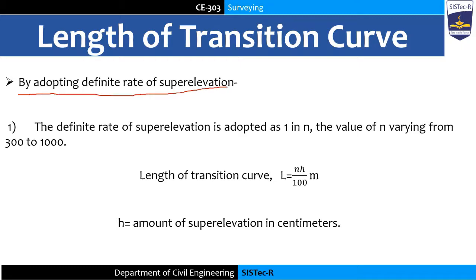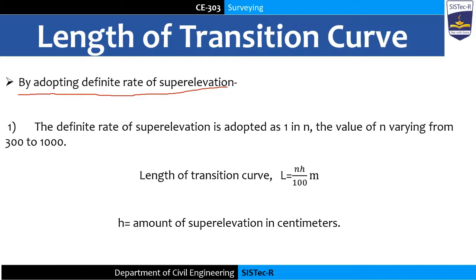Suppose the definite rate of super elevation is adopted as 1 in n, with the value of n varying from 300 to 1000. In the question they will give you that the definite rate of super elevation is adopted as 1 in n. So how can you calculate the length of transition curve? L, the length of transition curve, will be equal to nh upon 100, and this will come in meters. So this is the formula for length of transition curve, that is nh upon 100 in meters.